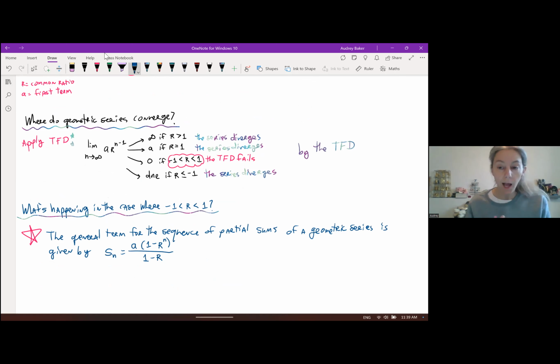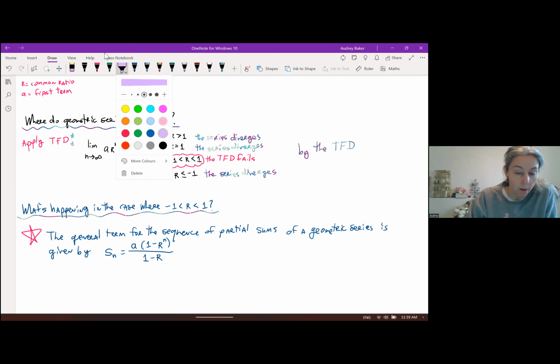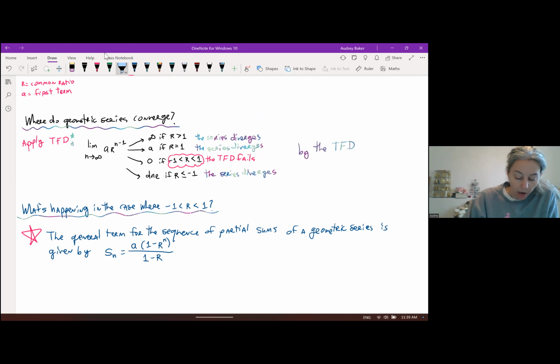In other words, we can actually find the general term for the sequence of partial sums of a geometric series. Now, where does this come from? We're going to look at that in the next video. For now, we're just going to use it to try to figure out what's happening in this case where our r is between -1 and 1.